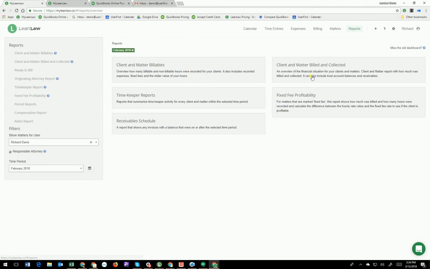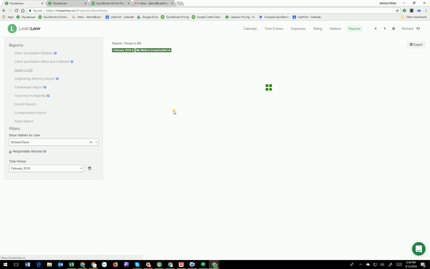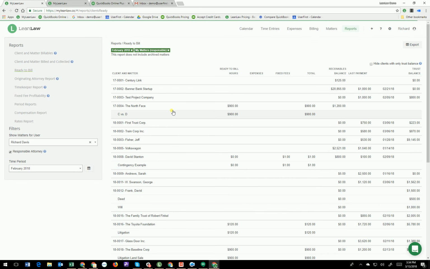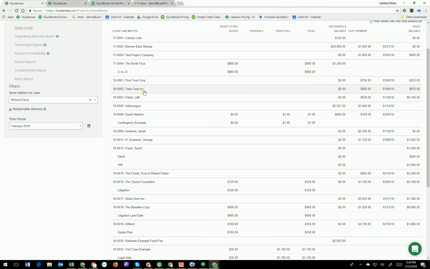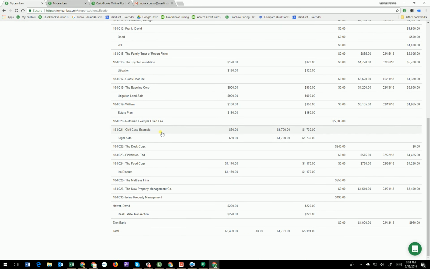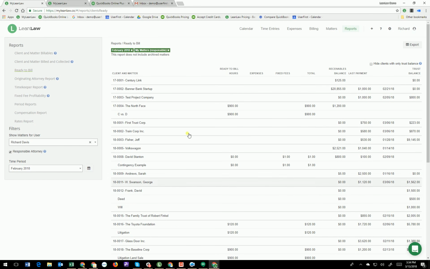The last report I wanted to show you is what we call the ready to bill report. This would be a preamble to your invoice workflow. This is showing on the left side your WIP and on the right side your accounts receivable balance. Again, I could deem who the responsible is and what the time period is. This breaks it out by specific client and matter based on what the activity was, showing you what the totals were up to a particular period of time.